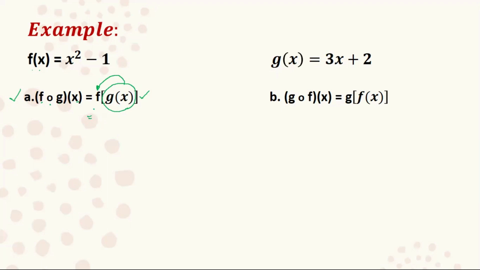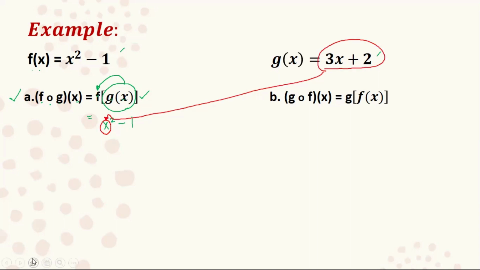So, first step is to copy the outer function. So, which of these two functions is the outer function? It's f of x. So we copy x squared minus 1. And what is the inner function? It's g of x. So si g of x, yan yung magiging input natin sa f of x.